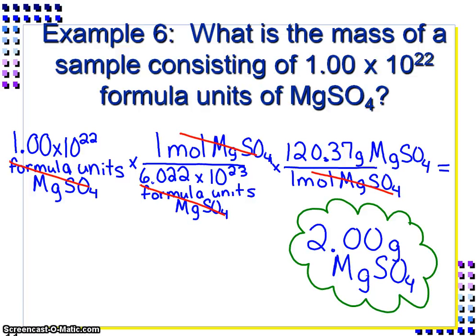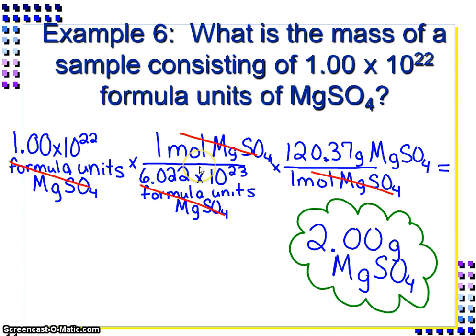This is example 6. So this one, we want to find mass, which is basically telling me that I need to find grams, right? Because grams was my unit for mass. I have 1.00 times 10 to the 22 formula units of MgSO4. That's my starting point. If I'm starting with formula units, then formula units goes on the bottom in my conversion factor.